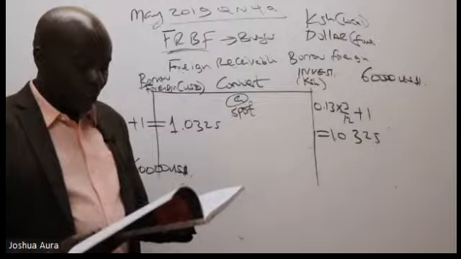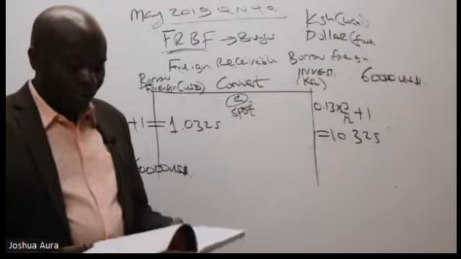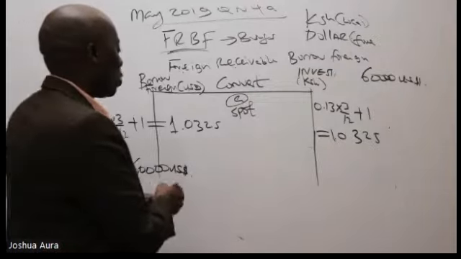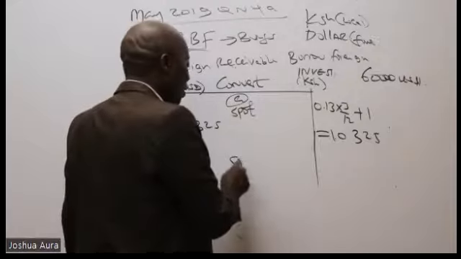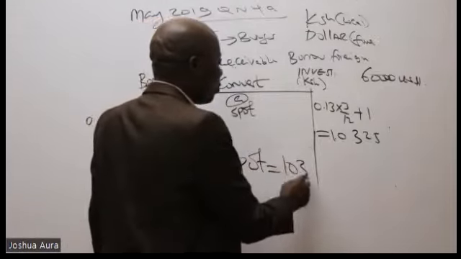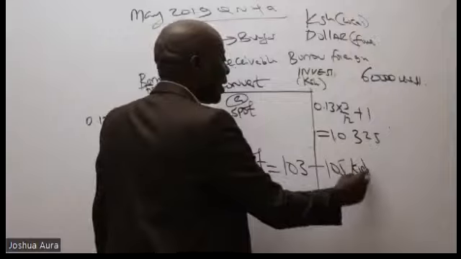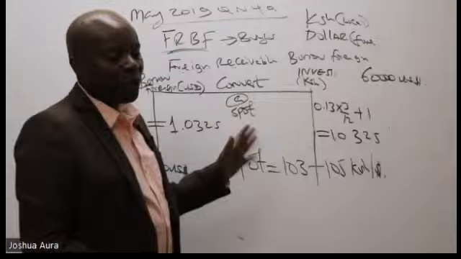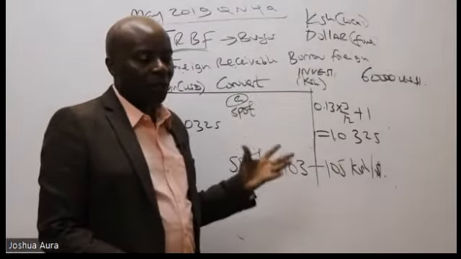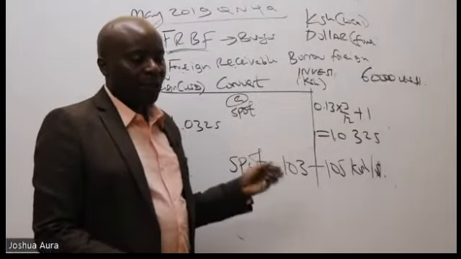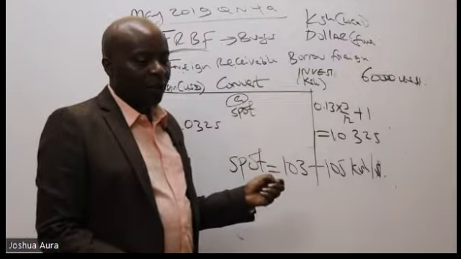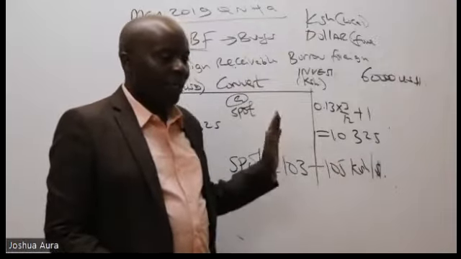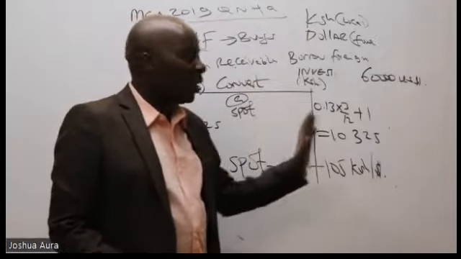When I say my spot exchange rate 103 to 105, the spot given there is 103 to 105 Kenya shillings per dollar. And I've not seen students shaking their hands. Thank you very much. They are telling me that Kenya shilling is the home currency, and it's on the left side.